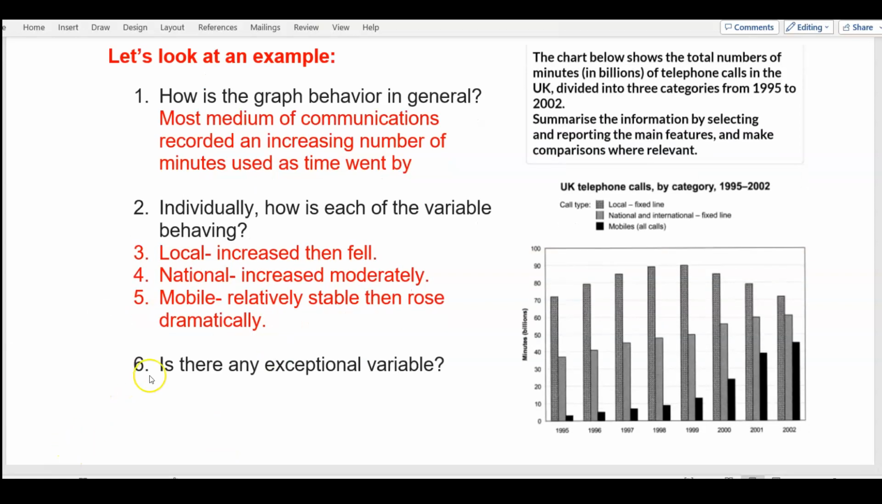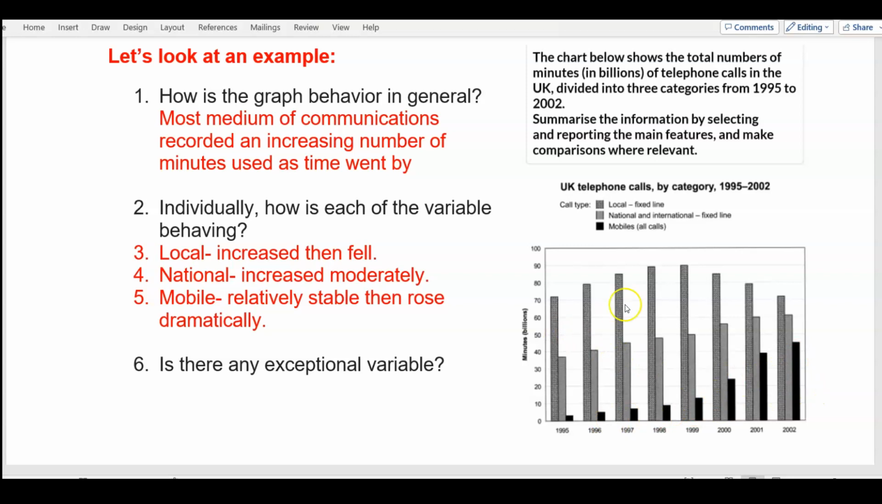Our third question is, is there any exceptional variable? If you check all the variables, is there any exceptional one among them? If you can see clearly from what we have been saying, you realize that two of these, which are the national and international fish line, all went up. They all increased in the number of people who were using them and the number of minutes that they were spending on them. So it all went up.